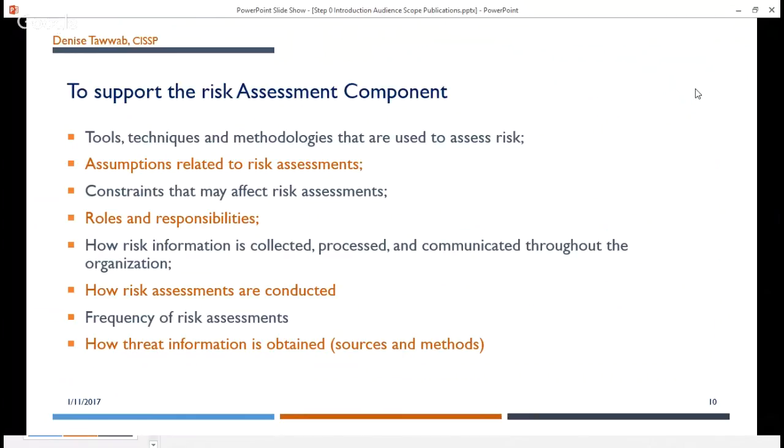We'll use tools, techniques, and methods to assess the risk. There are going to be assumptions related to the risk assessments. There will be constraints that affect risk assessments. There'll be roles and responsibilities. We'll talk about how risk information is collected, processed, and communicated throughout the organization. We have to decide how risk assessments will be conducted. Which method are we going to use? Will it be quantitative, qualitative, semi? What will it be? We also have to decide on the frequency of risk assessments and how threat information is obtained. And that would be what threat sources are you going to use and what methods will you use to deal with that threat information.